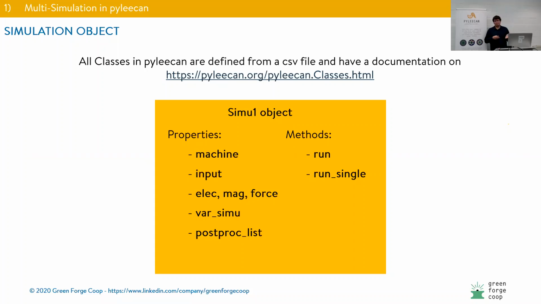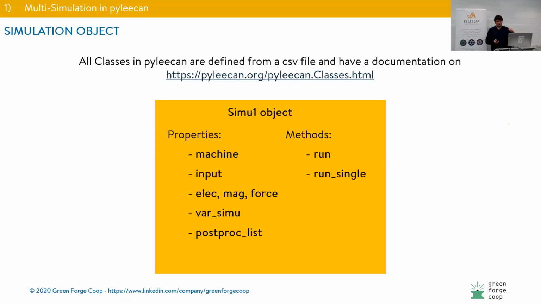So the simu1 object is defined by its properties. So you have the machine, the input, and then you have the models, electric, magnetic, and forces for now. Then you have the var simu. So the idea of this property is to define how we will iterate on this simulation to run some others, for instance. In the first webinar, we introduced the var load current class, which is a var simulation that enables to run the simulation on several operating points. And the idea is that today we'll present you some other classes that use these properties.